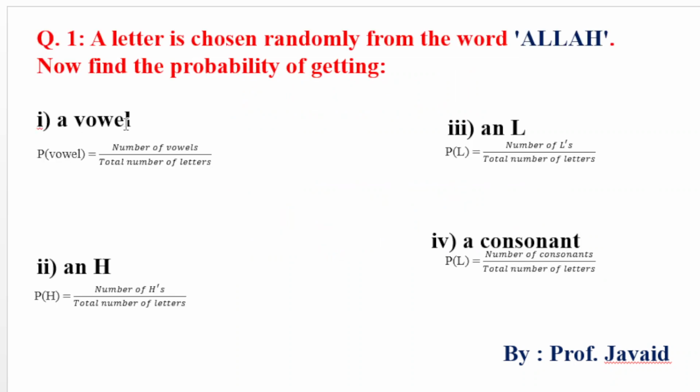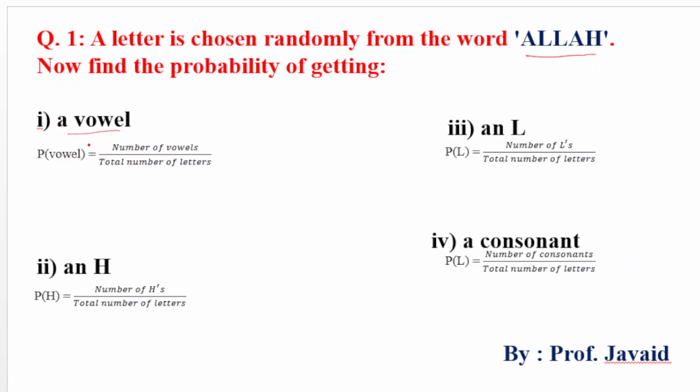So let's start with the first question. Question one: a letter is chosen randomly from the word Allah, which is basically a noun. Now find the probability of getting: the first part is a vowel.